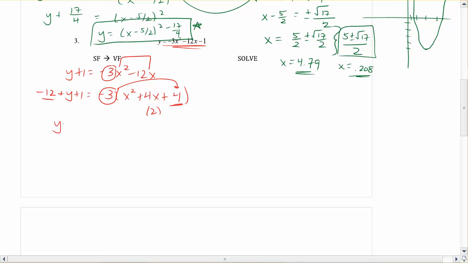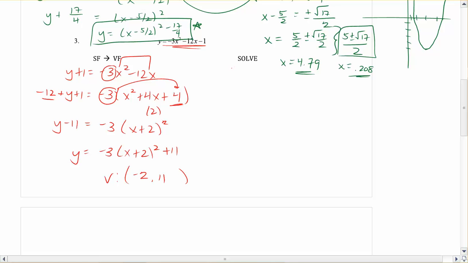Clean it up, you get y minus 11 equals, leave your negative 3 out front. If you factor your perfect square trinomial, you'll get x plus 2 quantity squared. And I would get negative 3 times x plus 2 quantity squared, and then I'm going to add the 11. So my vertex would be opposite, so negative 2, positive 11.